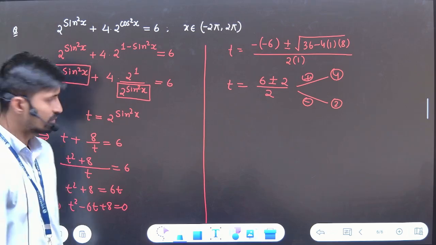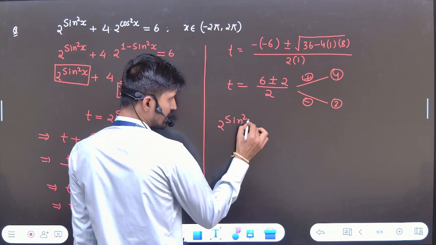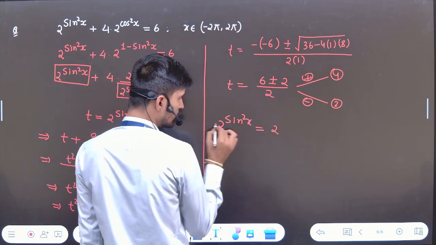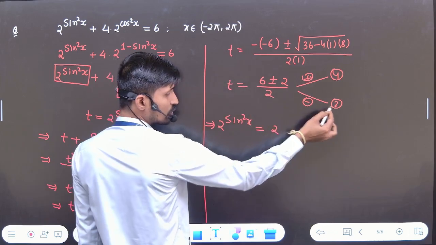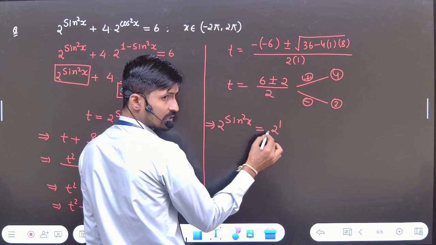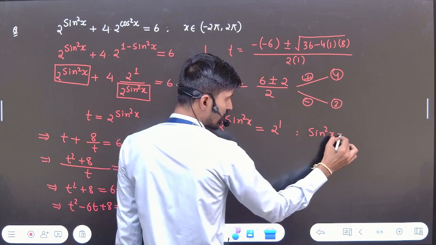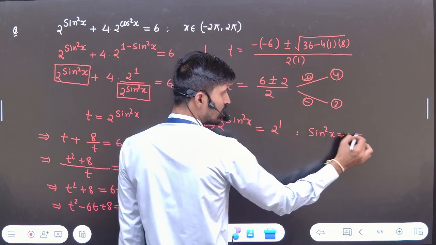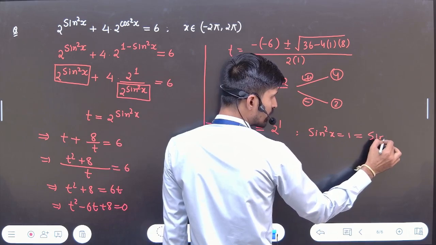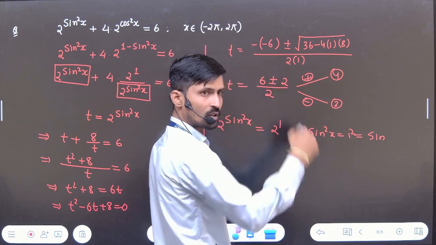Now same thing, 2 raised to sine square x. I will consider 2 because t is 2. And what is t? 2 raised to sine square x. And remember, 2 raised to sine square x is equal to 2 raised to 1. What will be sine square x? Sine square x will be 1. And what can we write for 1? Sine pi by 2. And 1 you can write as 1 square, or not? Because this is a square, no? So that formula will go with a square.